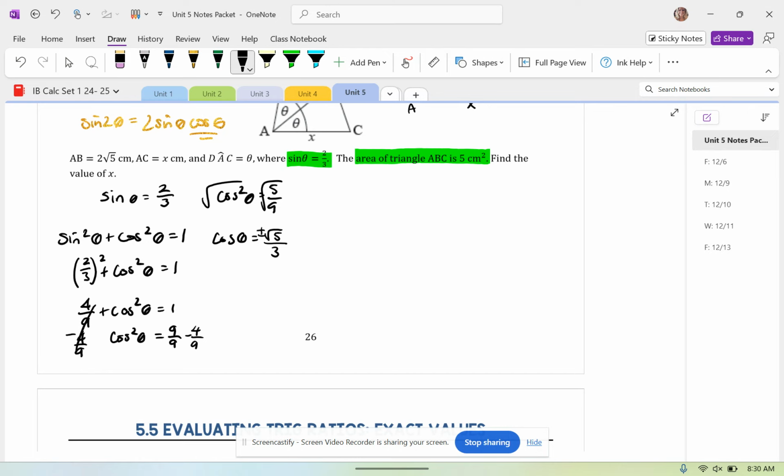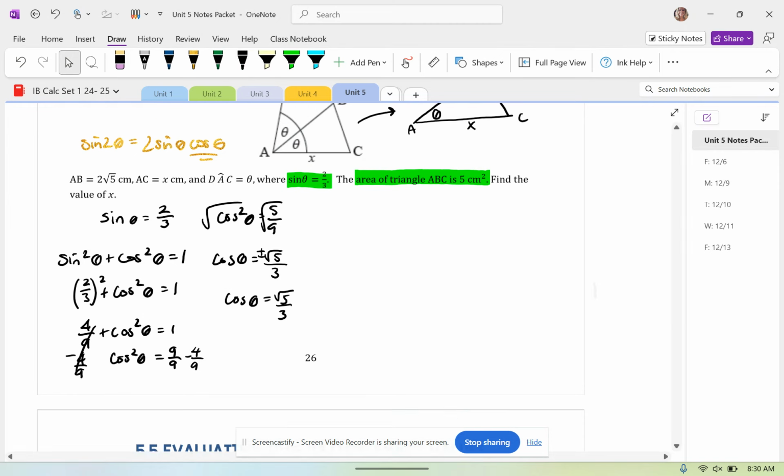Okay. So I am talking about measurements in real life, not superimposed on the coordinate plane. So I would not be dealing with a negative cosine in this case. So I'm just going to take the positive version. And I now have my cosine. So I can use my area clue to try to solve for x.